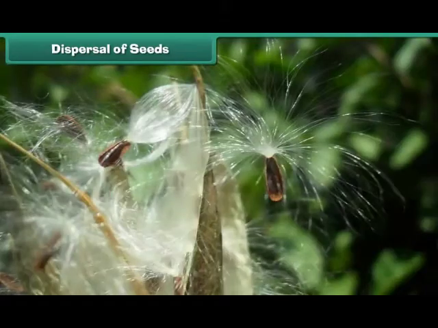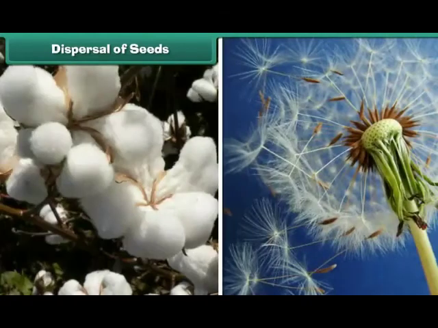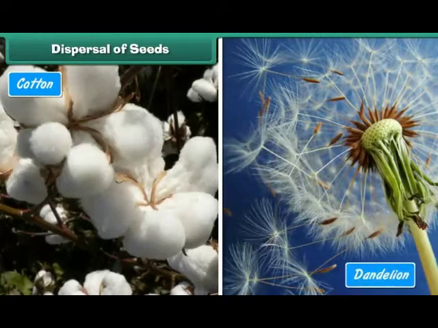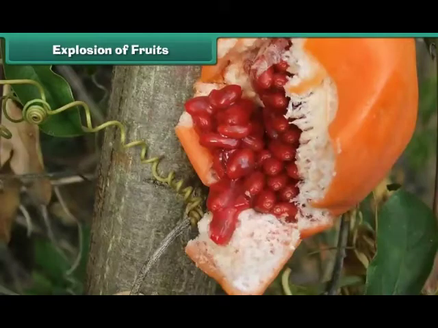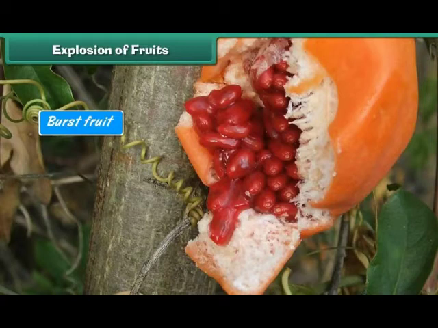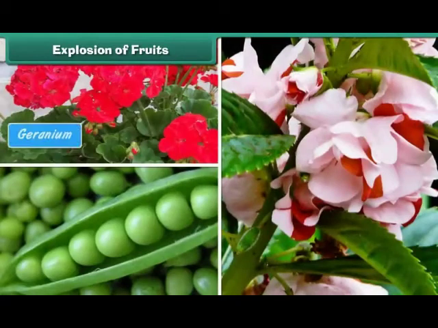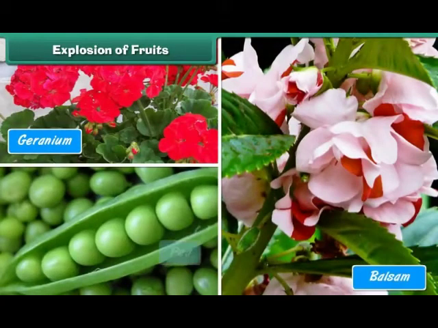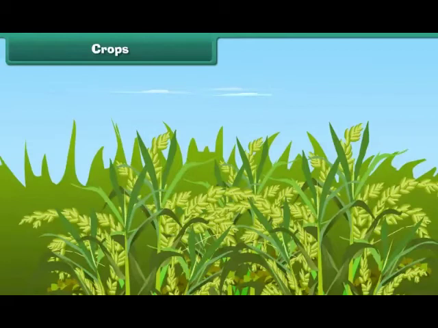Wind. Seeds which are light in weight and have wings or feathers, example, cotton, dandelion, maple. Explosion of fruits. Some fruits, when ripe or dry, burst open and their seeds are thrown away. This process is known as explosion of fruits. Example, geranium, balsam, pea.